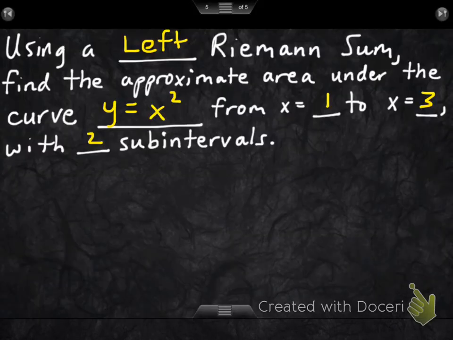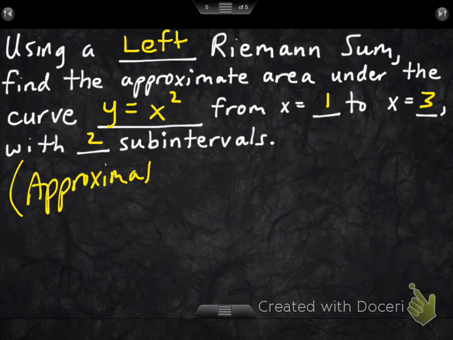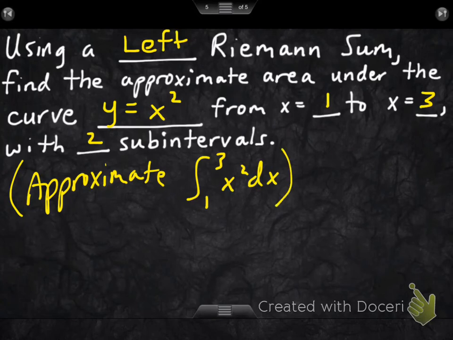So I'm going to pause, so I can write it down. Okay, so here's the problem I'd like you to do. Using a left Riemann sum, find the approximate area under the curve y equals x squared from x equals 1 to x equals 3 with 2 subintervals. In other words, approximate the integral from 1 to 3 of y equals x squared dx. Okay, that's what you're going to be approximating. You're using 2 subintervals. Pause the video and then play it when you're done.